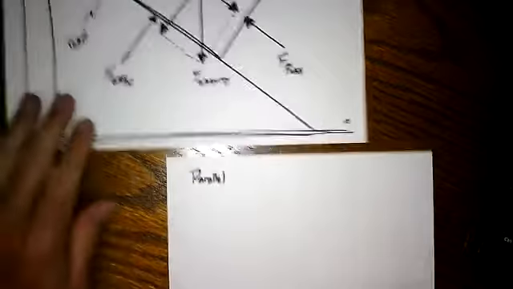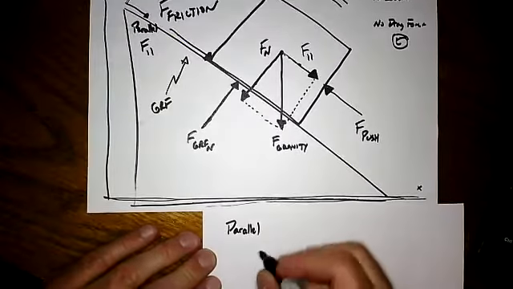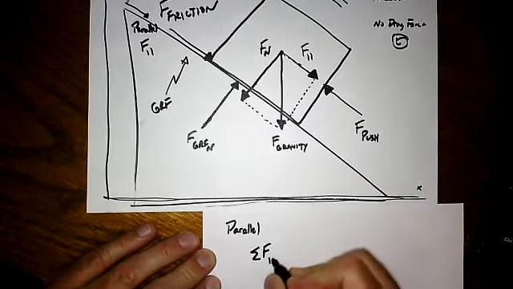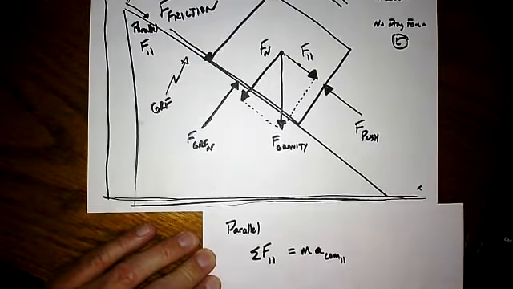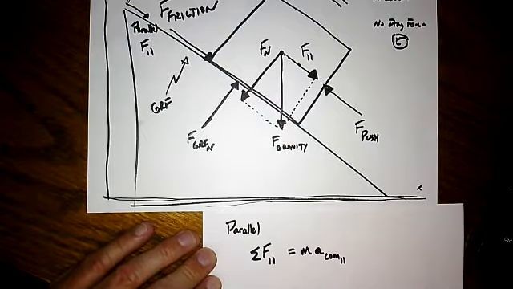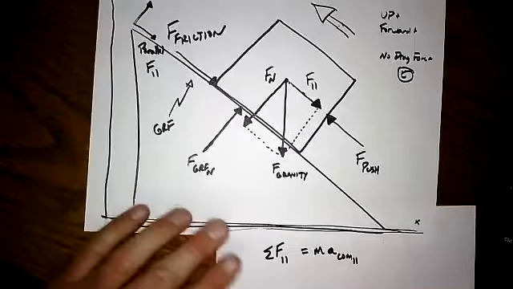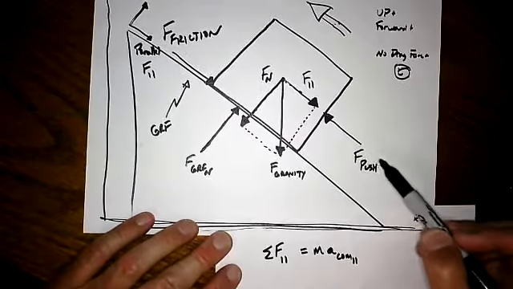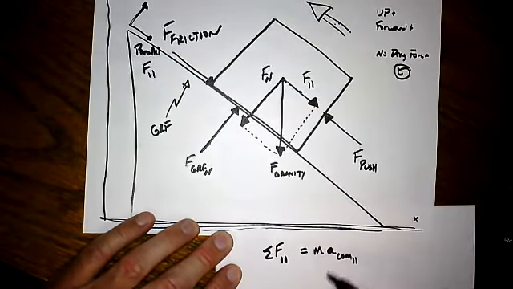All right, so now what forces are acting on the object in the parallel direction? The sum of forces in the parallel direction equals the mass of the object times the acceleration of the center of mass in the parallel direction. Now this is going to be fun to talk about when we start doing running. All right, let's look at our schematic here. I've got a parallel force here, here, and here. I've got 3 parallel forces.